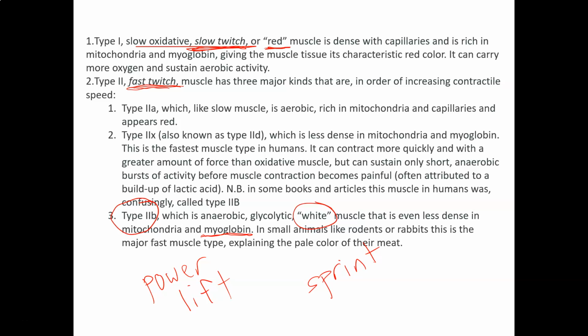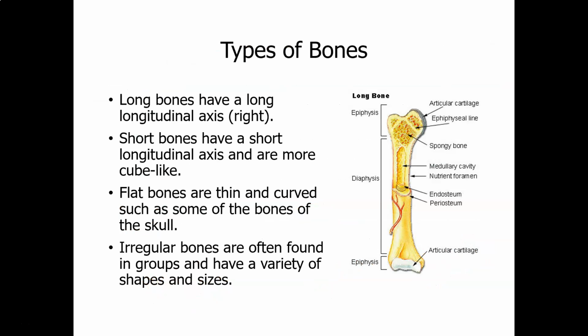Now, if you're a long distance runner, you're going to use more of your type 2A muscles, or your type 1 muscles. Your type 2 muscles are all fast twitch, but it's type 2B in specific that have the least number of mitochondria and the least amount of myoglobin. So that's the white muscles, and we call them fast twitch. So that should help you answer the question that they have on your quiz about type 2B muscles.